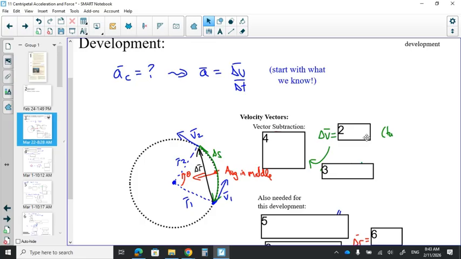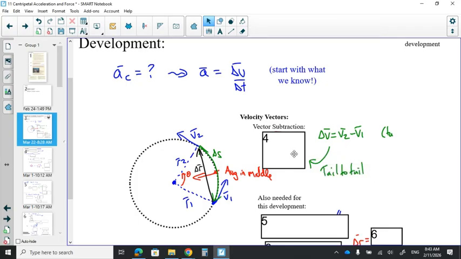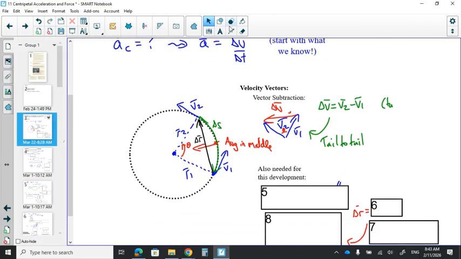You have to start with what you know, of course. Delta v equals v2 minus v1, and v2 minus v1 would be a tail-to-tail vector diagram to visualize this, just like I showed you in another lesson. So we've got this tail-to-tail diagram, and you can see this delta v points towards the center of the circle, like we did last time.